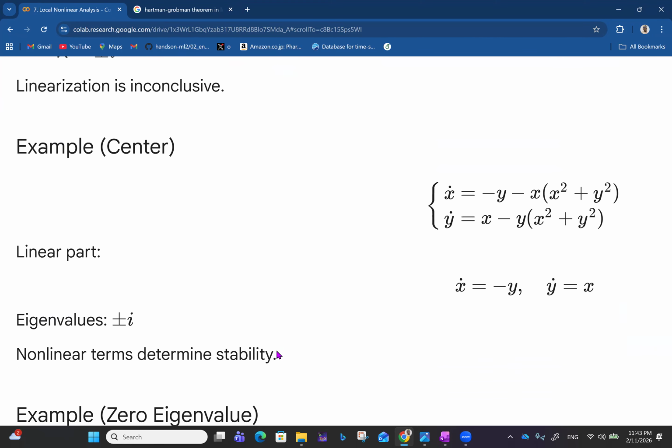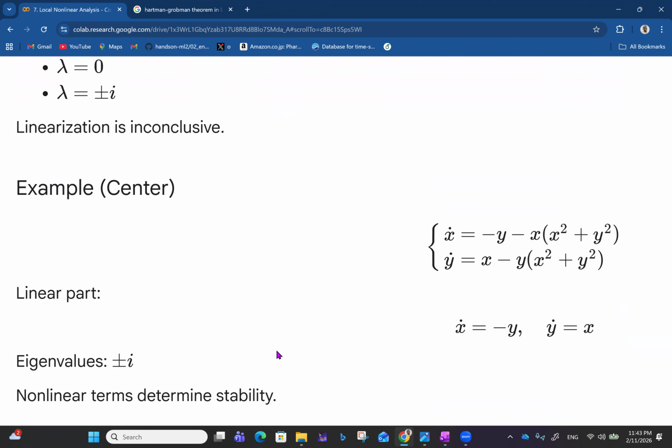So you cannot determine the nature of the stability from at least one of the eigenvalues, right? So an example is this: you have the center, where you have x dot equals minus y minus x times (x squared plus y squared), and y dot equals x minus y times (x squared plus y squared). For the linear part, you have x dot is minus y, and then y dot is x.